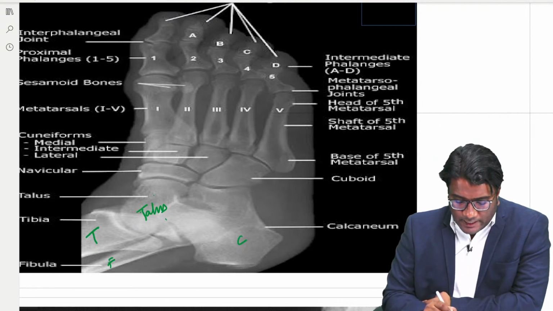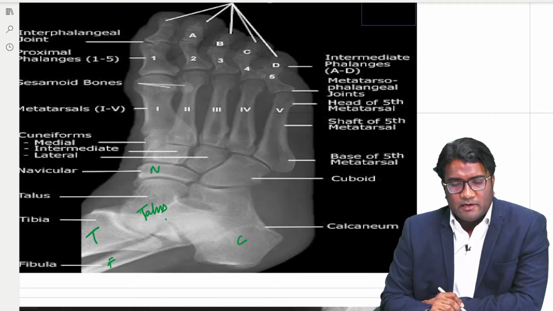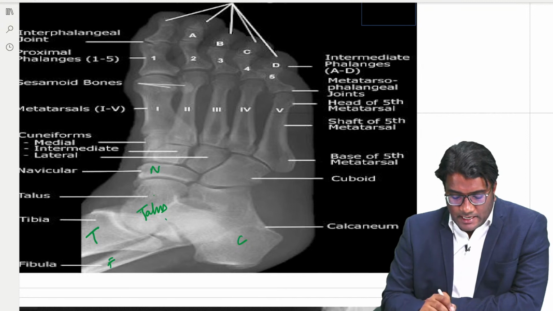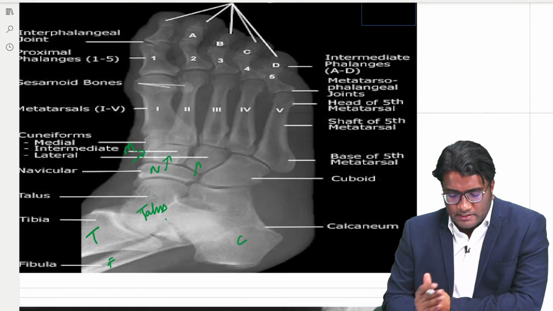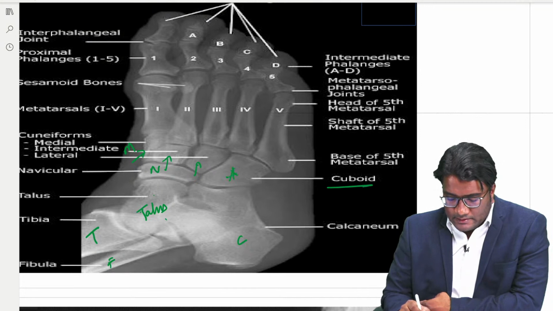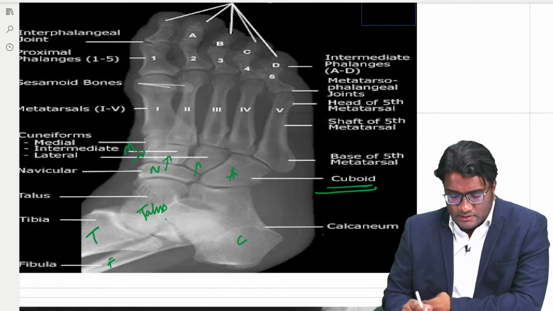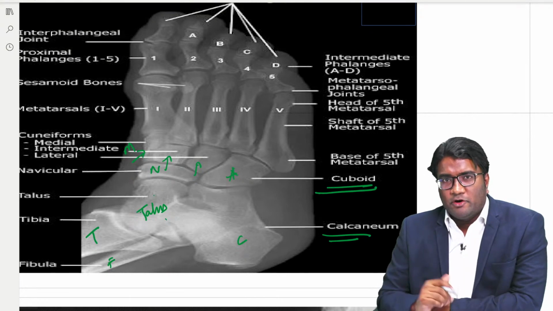And this bone anterior to the talus, on the medial side, is your navicular bone, which appears boat shaped. And in front of the navicular bone, you are seeing the 3 cuneiforms. Obviously this will be the medial side, so the medial cuneiform, intermediate, and the lateral cuneiform. And this is the lateral side, and this bone on the lateral side is your cuboid, which is articulating with the calcaneus. So navicular on the medial side, cuboid on the lateral side.